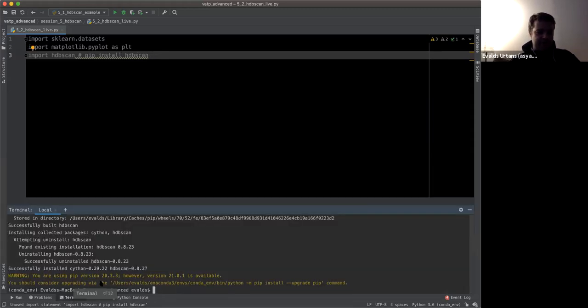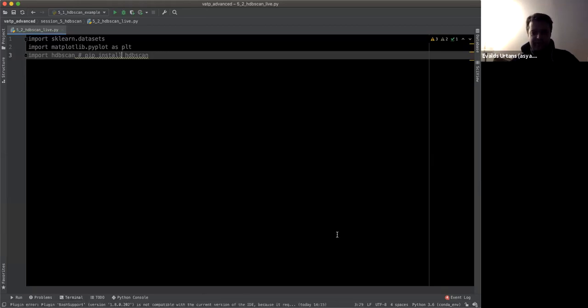And the terminal is here. In the terminal, you can just type in pip install HDBSCAN, and install it with a nice PyCharm option where you can just open the terminal of the current environment. So that's why it's also nice to use it.